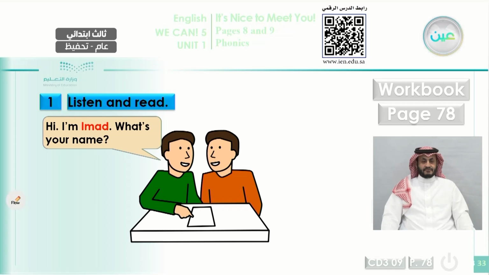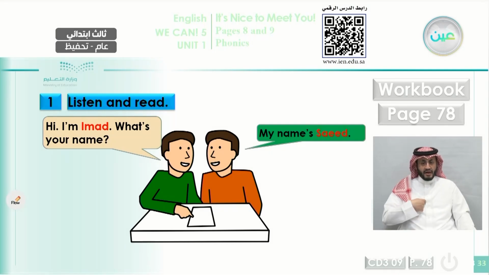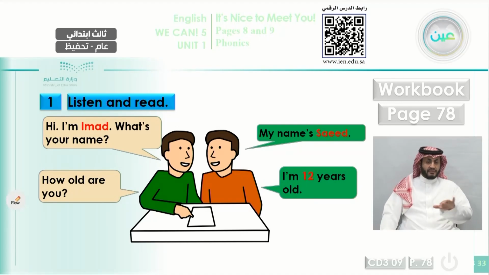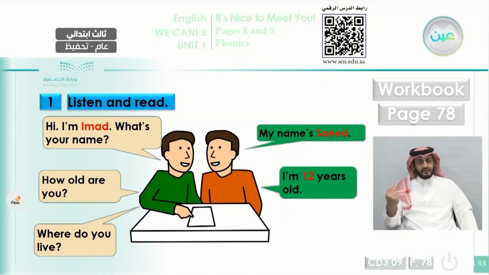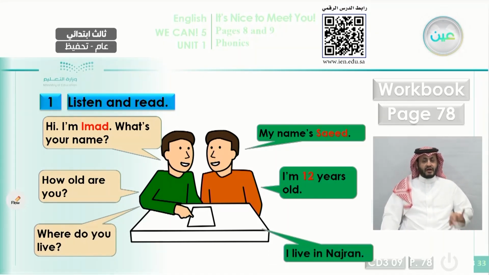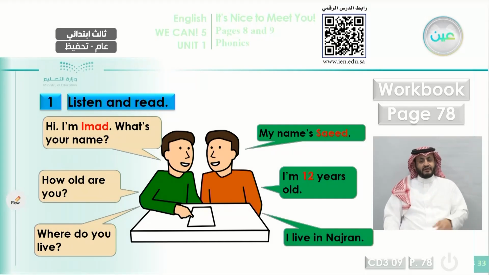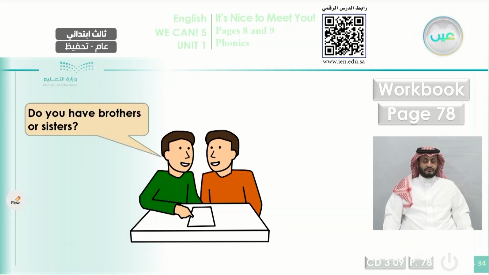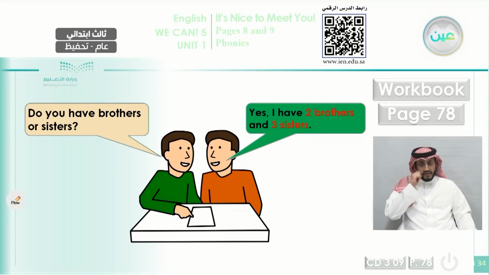Now look at these two guys. Listen and read. So he's saying here, I am Imad. What is your name? The answer goes like this. My name is Saeed. How old are you? He's asking about the age. And he says here, I am 12 years old. Also, there is another question. Where do you live? He answers, I live in Najran. Okay, you can also listen to it by yourself. The next question here, do you have brothers or sisters? The answer, yes, I have 2 brothers and 3 sisters.